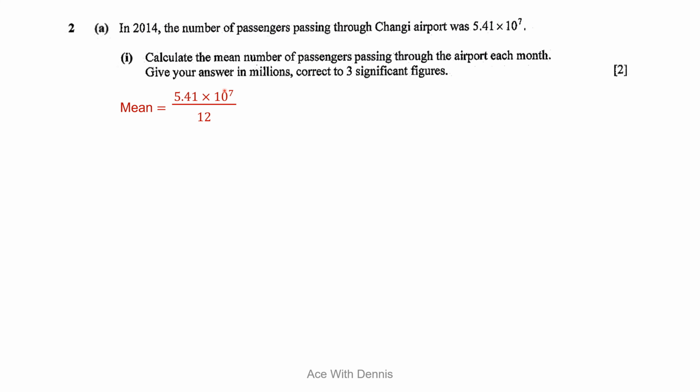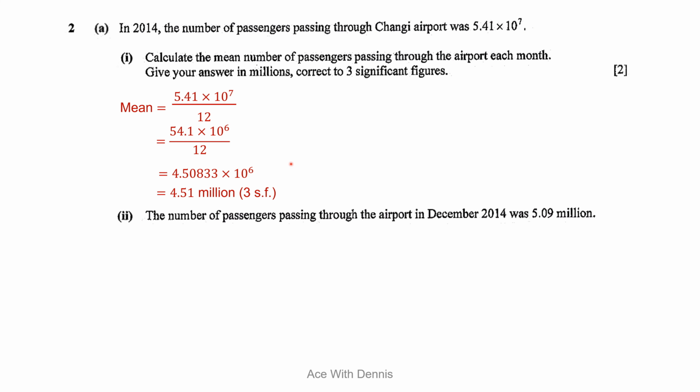Then we can convert this number in standard form to 54.1 times 10 to the power 6. Why? Because the question wants us to leave the answer in millions, and a million is 10 to the power 6. Then we take our calculator and calculate 54.1 divided by 12. We get 4.50833 times 10 to the power 6. Leaving the answer in 3 SF, it will be 4.51 million. Remember, 10 to the power 6 is million. So this will be the answer.